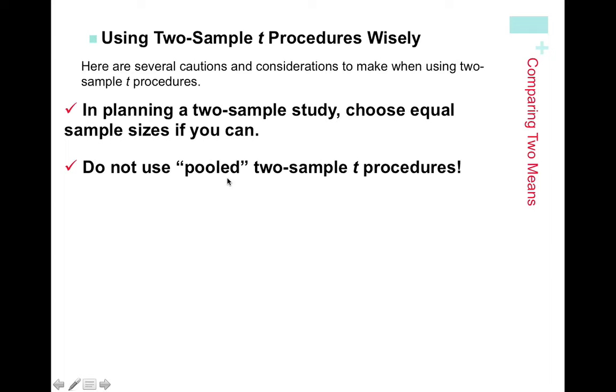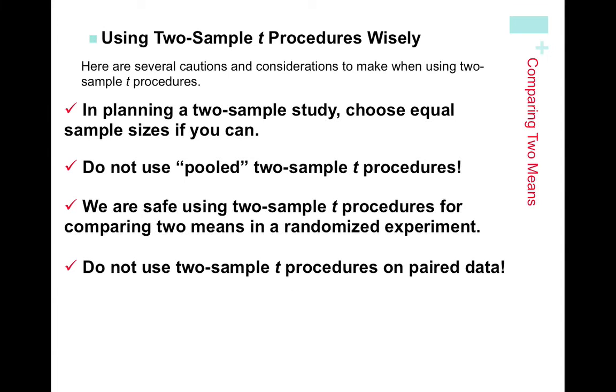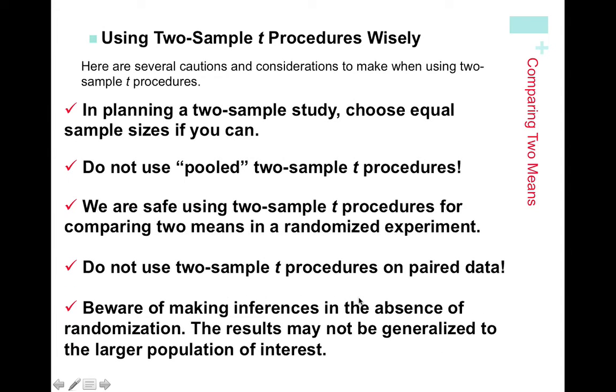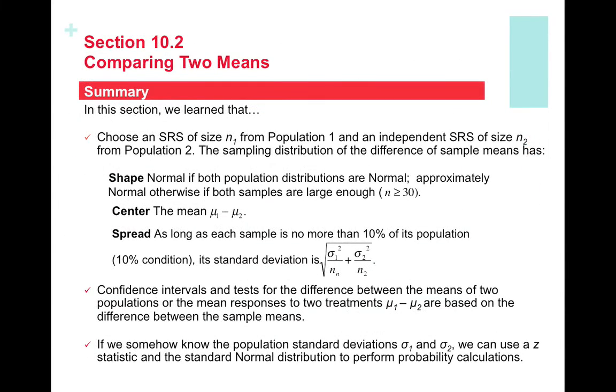Like I said, never check pooled when you're doing those tests. Don't use the two-sample procedures for paired data. When they're paired data, you'd go back to your one-sample procedures. And here's the summary.